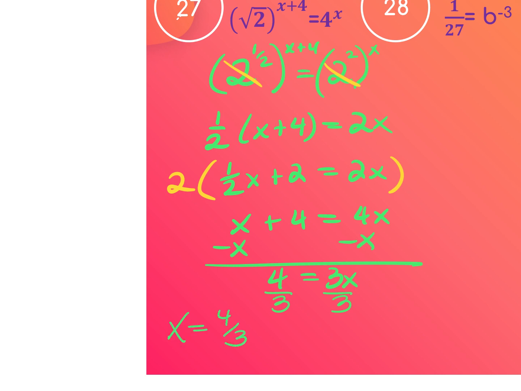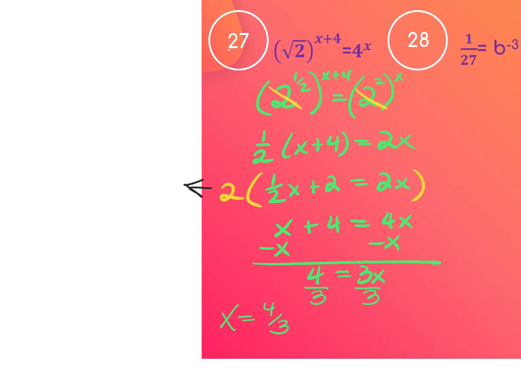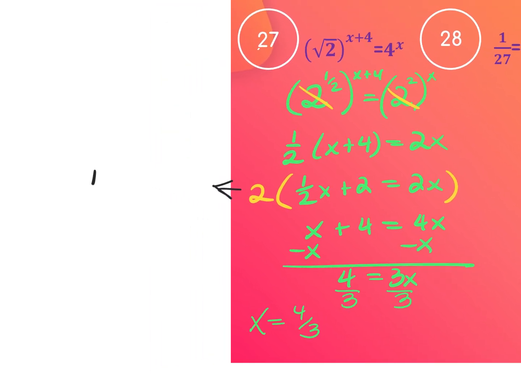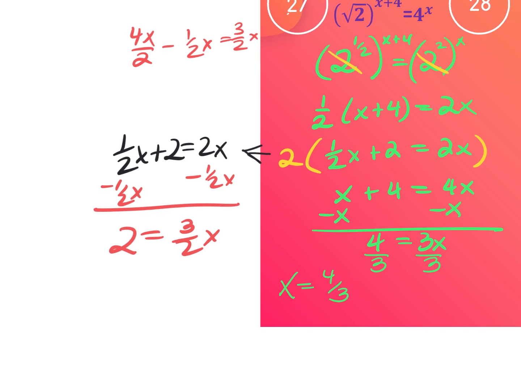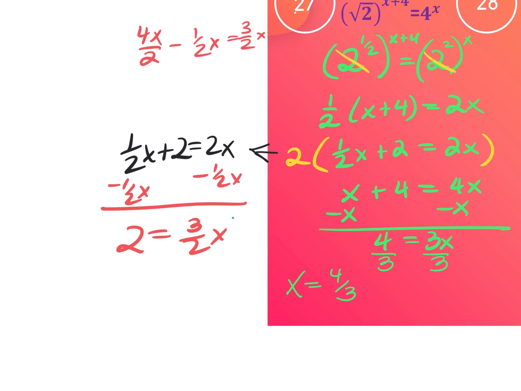Now, let's say at this step right here, you didn't want to times it by 2, and you're like, I'm going to work with the fraction. So what you would do is you would subtract 1/2 x from both sides. I need to find a common denominator here. So what I would do here is change this 2x, and I could make it 4x over 2, and then subtract the 1/2 x, which gives me 3 over 2x. So then I have 3 over 2x. Now I have to divide by 3 over 2, which really means multiply by the reciprocal.